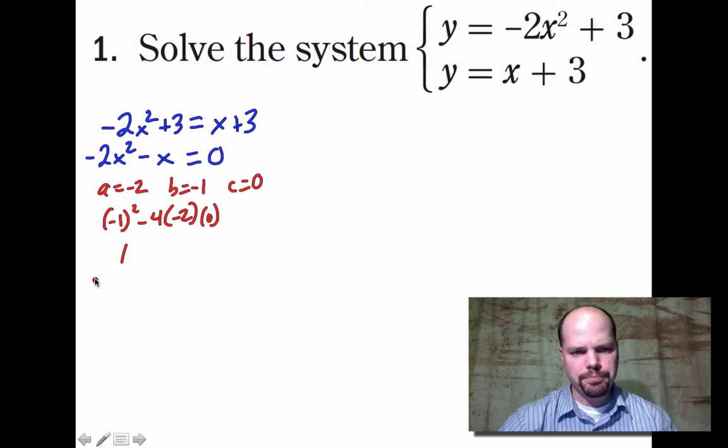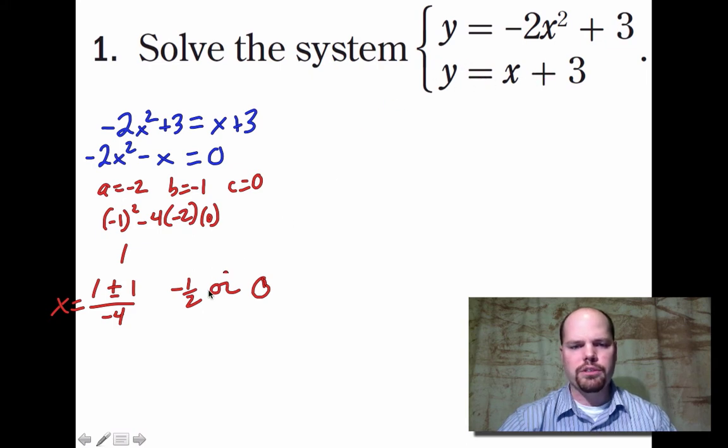So x equals the opposite of b, so 1, plus or minus the square root of our discriminant, which is also 1, all over 2a. 2 times negative 2 is negative 4. For one solution, 1 plus 1 is 2, and 2 over negative 4 is negative a half. Or 1 minus 1 is 0, and 0 divided by negative 4 is also 0. Those are our two solutions for x.